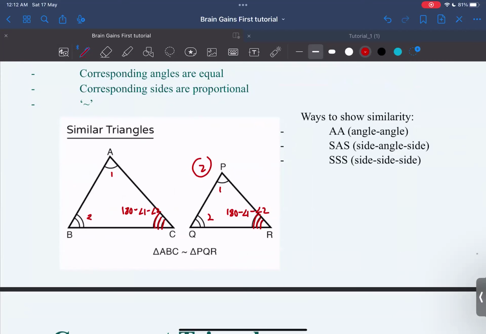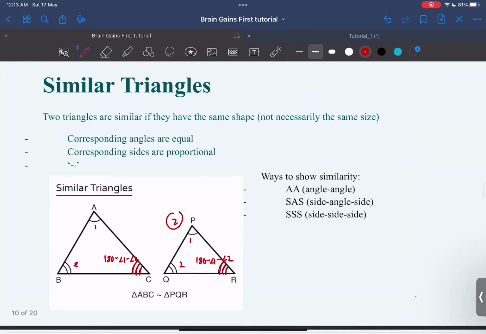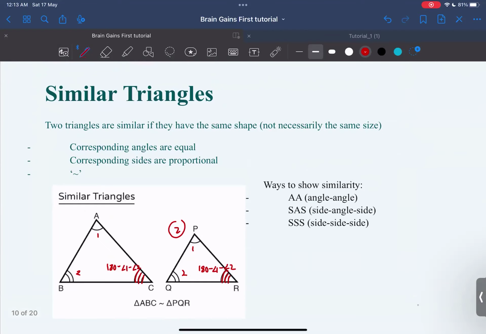Yeah, so we find out that actually we don't really need to prove the third one is the same, because it just follows naturally, right? Yeah. So we usually just refer to it as like angle.